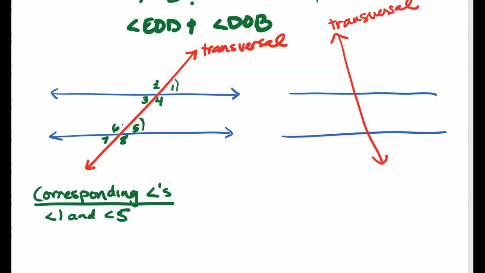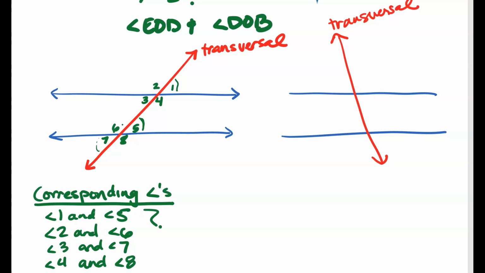Another pair would be angle 2, it's at the top left, and angle 6. So angle 2 and angle 6. Angle 3 corresponds with angle 7. Those are at the bottom left. So angle 3 and angle 7. And then angle 4 goes with angle 8. Angle 4 and angle 8.